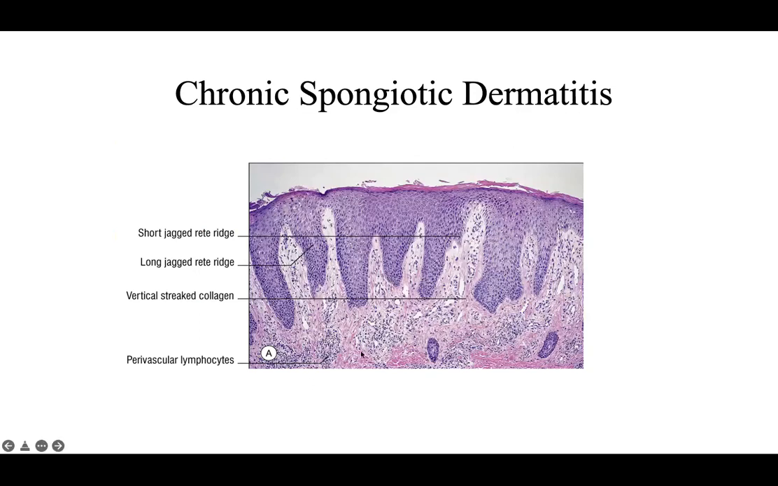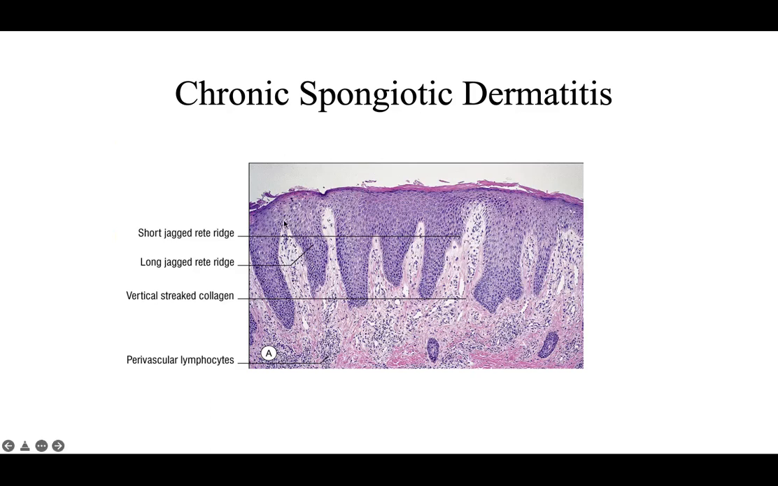So here you see jagged, irregular hyperplasia of the epidermis. You see some vertical collagen orientation. We call that vertical streaked collagen. And the epidermis contains this overlying hypergranulosis and compact or even just hyperorthokeratosis here. Sometimes you'll get intermittent parakeratosis. You'll get some serum containing crust on top if it's been excoriated freshly.